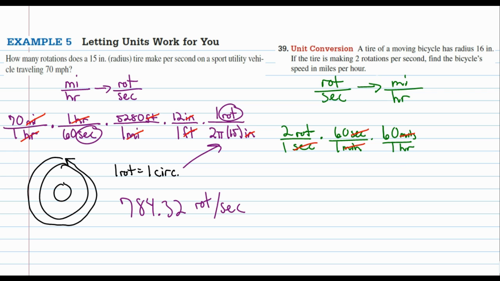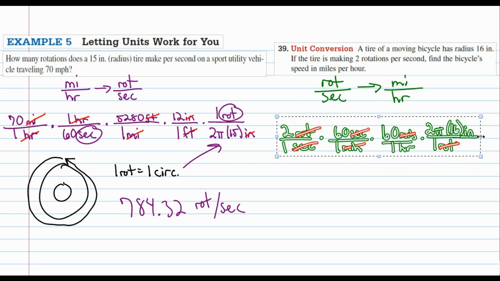I don't want rotations per hour, I want miles. How do I change a rotation to a mile? One rotation is the circumference of this wheel. So I'm going to put rotation on the bottom. One rotation is 2 pi, and the radius is 16, and that's going to be inches, because it says 16 inches.